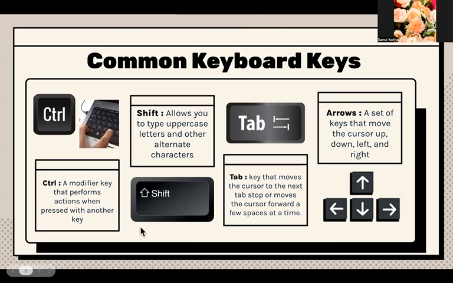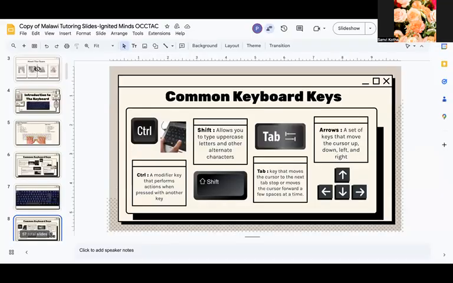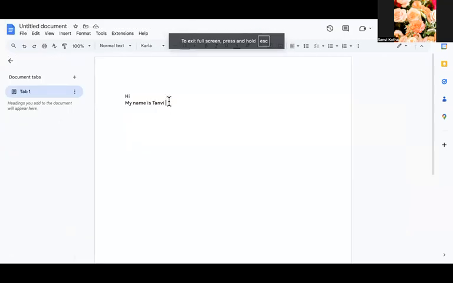The Shift key. The Shift key allows you to type uppercase letters and other alternate characters. So, whenever we want to write our name, we have to start off with a capital letter. So I will click on Shift, click on S, and then A and N and I without clicking on Shift because I do not want it in uppercase.